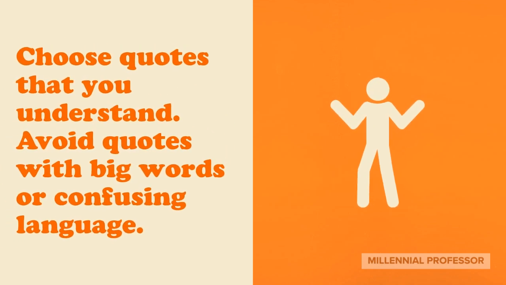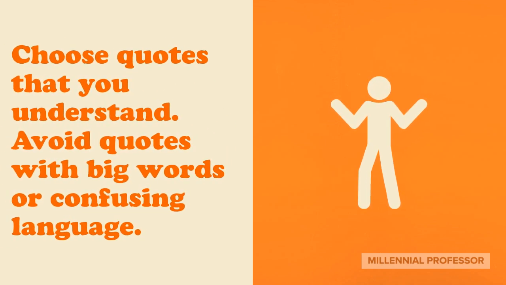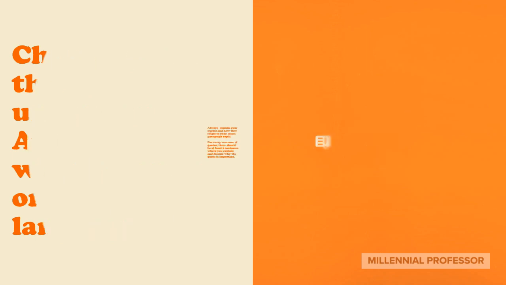My fifth piece of advice is to choose quotes that you actually understand. Avoid quotes with big words or confusing language. Never choose quotes that make you sound smart. You are smart. You don't need to convince me of that. I would rather you choose an interesting quote that you actually understand and can explain, rather than an overly complex quote that you can't talk about because you're worried about saying the wrong thing. Choose quotes that you understand and can discuss.